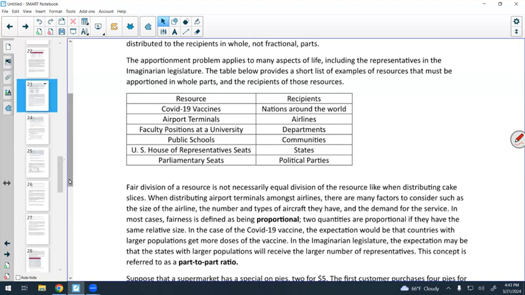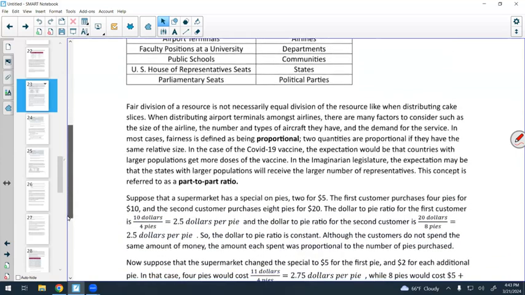So we could have our COVID-19 vaccines distributed to the nations around the world, airport terminals distributed to airlines, faculty positions at a university distributed to departments, public schools distributed among communities, U.S. House of Representatives seats distributed among the states, and parliamentary seats distributed among political parties.